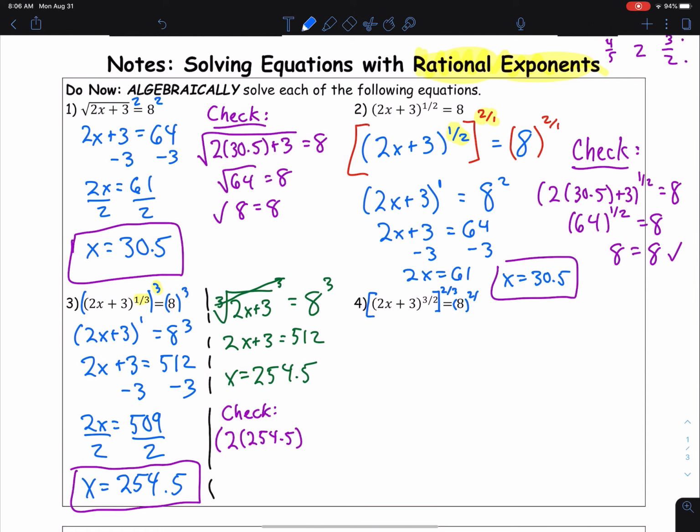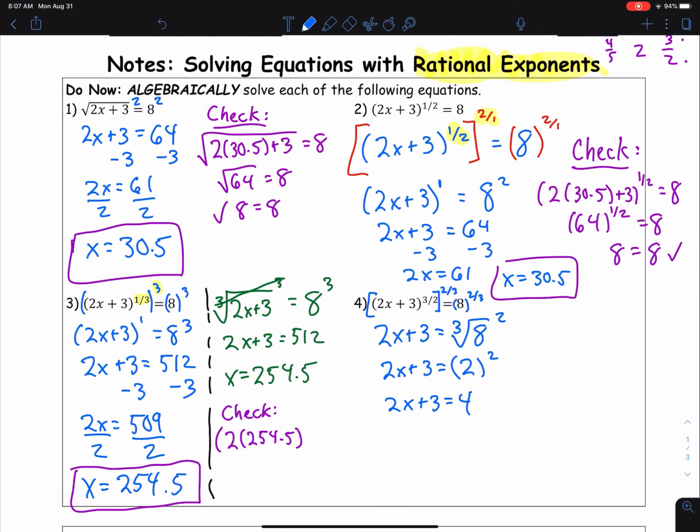Raise 8 to the 2 over 3. What happens there is the exponents on the left cancel. 3 over 2 times 2 over 3 is equal to 1. So we just have 2x + 3 on the left side. And then 8 to the 2 over 3, I'm going to write that as a radical if I'm not using my calculator. So that would be the cube root of 8 squared. The cube root of 8, so that'll be 2x + 3 equals the cube root of 8, which is 2, squared. And 2 squared is 4.